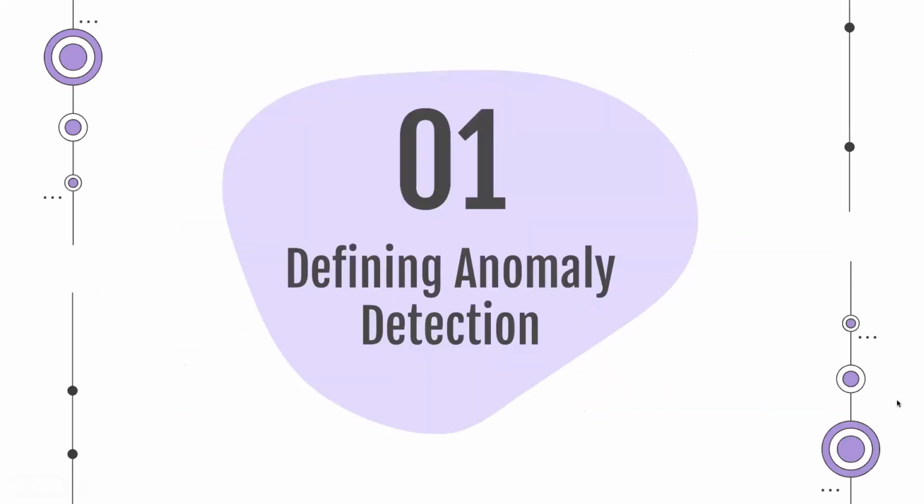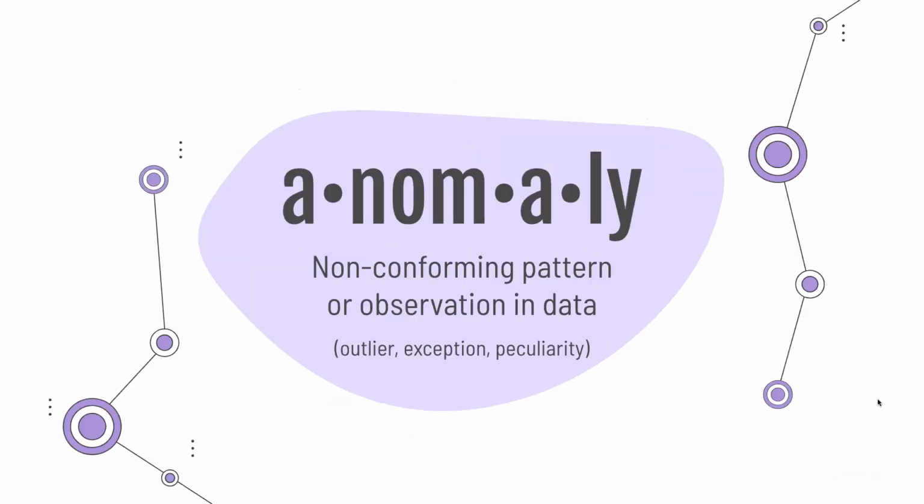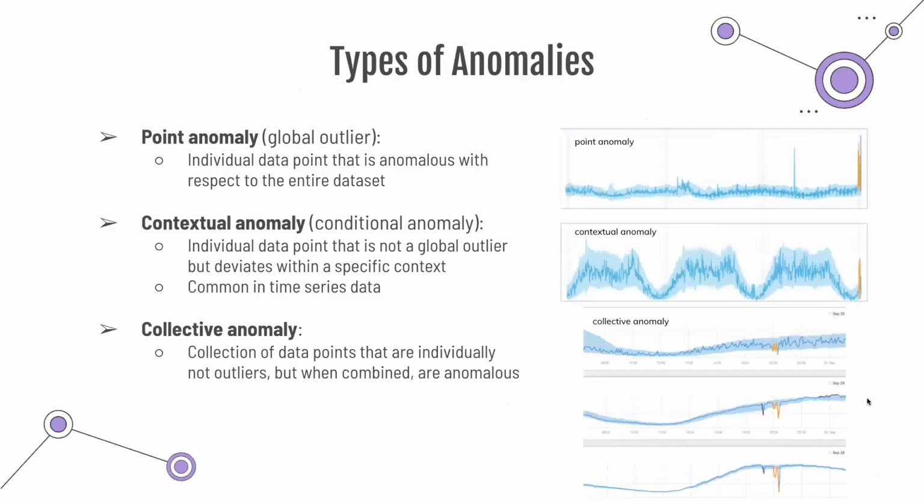So what exactly is anomaly detection? Before we begin, let's define the word anomaly. An anomaly is a non-conforming pattern or observation in data. This can also be called an outlier, exception, or a peculiarity. There are three types of anomalies. The first type is the point anomaly, which can also be called a global outlier. This is an individual point that is anomalous with respect to the entire data set.